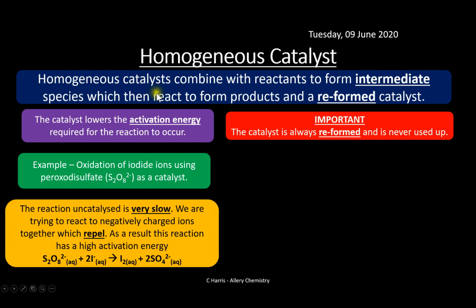So the reaction uncatalyzed is really slow. So we can see here what we're trying to do is react this, which is a 2-, with this, which is a minus. These two negatives are never going to react with each other. Unless you give them really severe conditions, these are just going to repel each other. So we need something to act as a mediator, I suppose, between the two, or a catalyst. Okay, so these two here are never going to react, so we need a catalyst to react here.